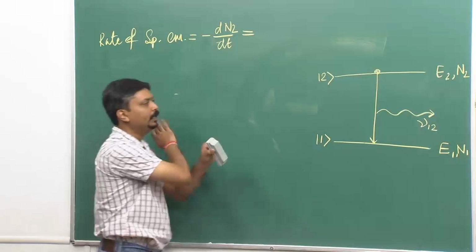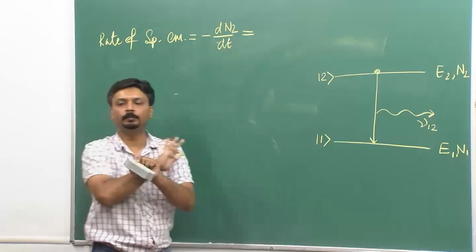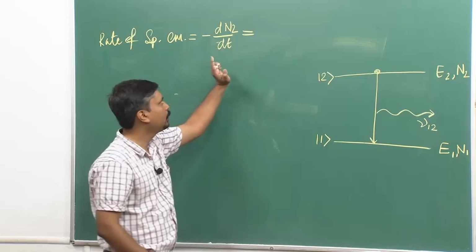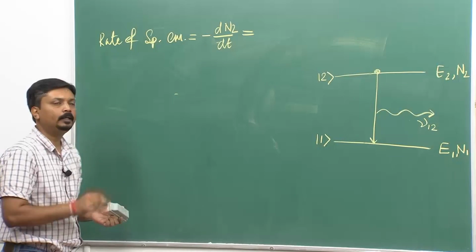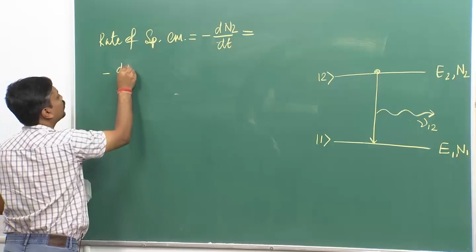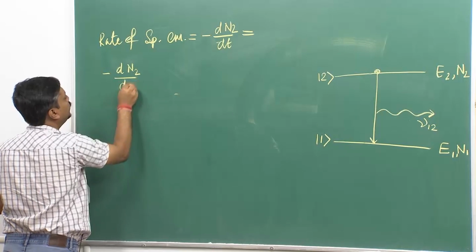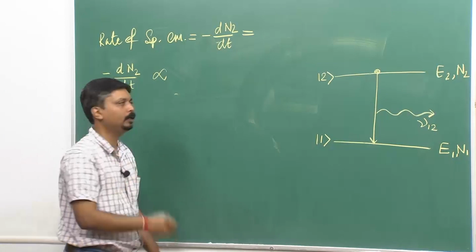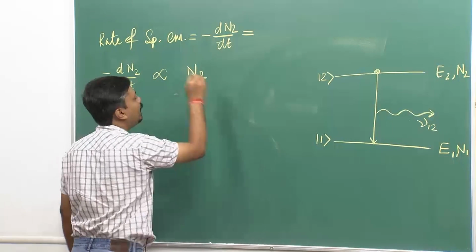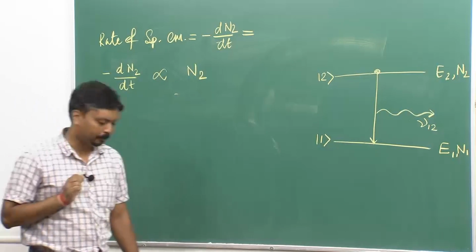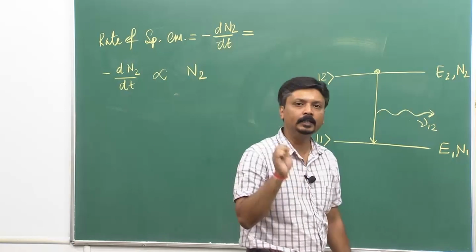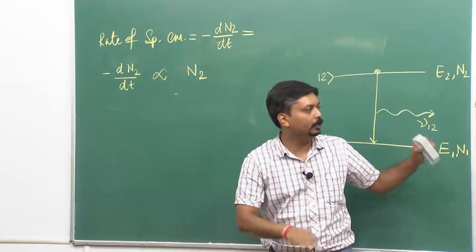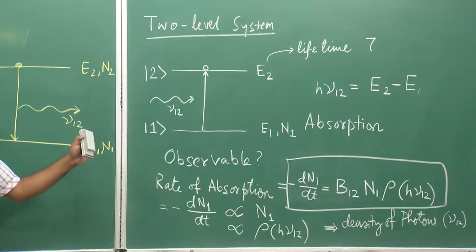Okay. And remember, here there is no light, there is no spectral field or radiation field present when I am considering spontaneous emission. So, what will minus dN2 dt depend on? It will depend on only one thing, that is the number of atoms present in state 2. Since we do not have any radiation field here for spontaneous emission, this is the only thing it can depend on, unlike the case of absorption where it also depends on the radiation field.